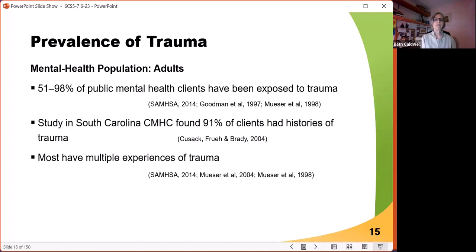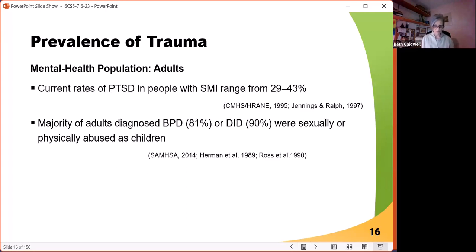So some of the prevalence for the mental health population of adults. Look at the study in the community mental health centers in South Carolina. Most of the people we serve have multiple experiences of trauma in the mental health system. Next slide, please.